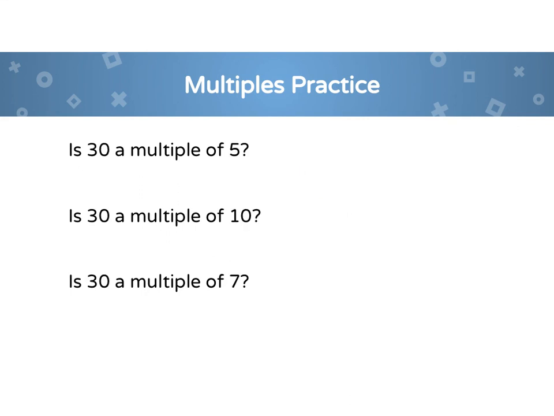Okay, let's try it with another couple of numbers. So is 30 a multiple of 5? We can definitely say yes, because we know how to count by 5. 5, 10, 15, 20, 25, 30. It is a multiple. Is 30 a multiple of 10? Well, of course it is. 10, 20, 30. Is 30 a multiple of 7? We could say definitely no, but we could skip count to try to find out. So we'd have 7, 14, 21, 28, and 35. It's not. Okay, so we have to just check it out. What if we said, is 35 a multiple of 7? And that would be true.